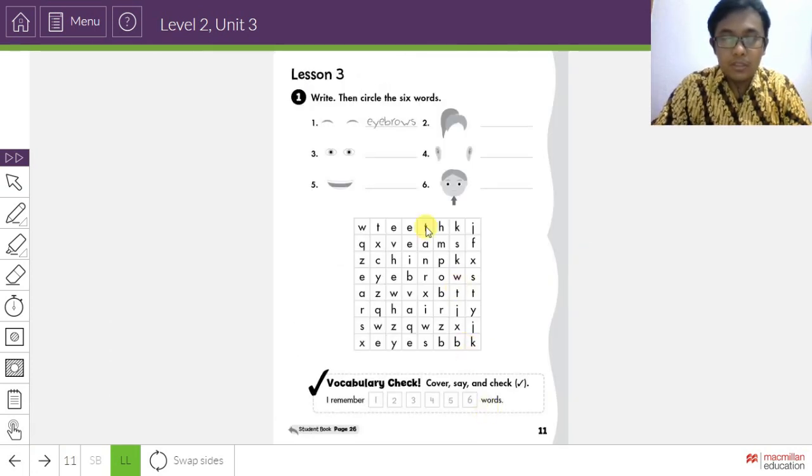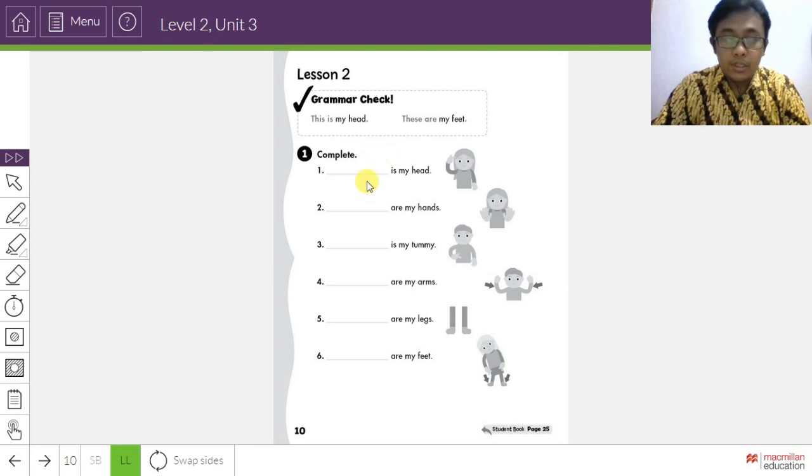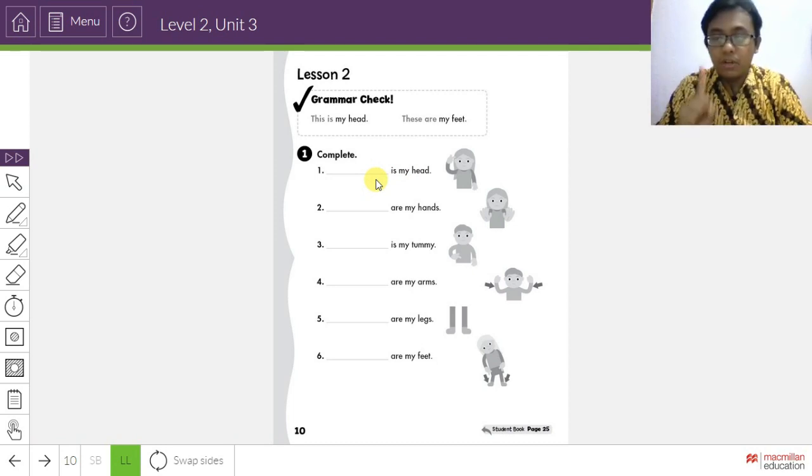Okay, for page 11, you just find the word from this picture in the puzzle, okay, in this crossword. After you find the keyword in the crossword, and then you state the answer or write the answer inside this line, okay, based on the picture. Number 10, page 10 is just to fill in with this is or this are. Okay, so it's easier for you, yeah, because all of you are smart students.